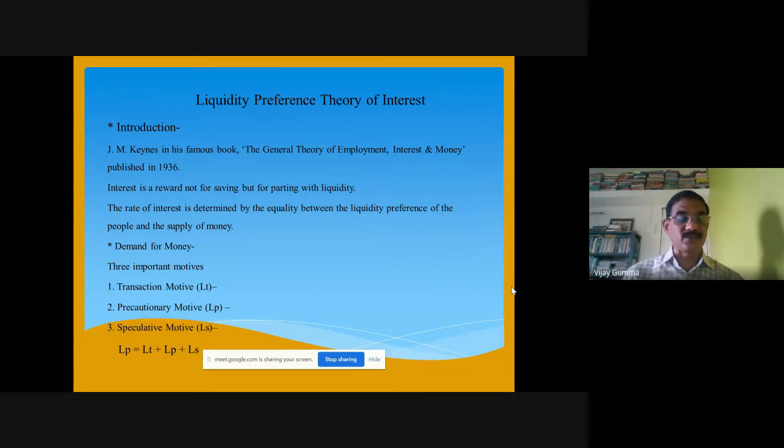According to this theory, interest is the price which equilibrates the desire to hold money in the form of cash with the supply of money.